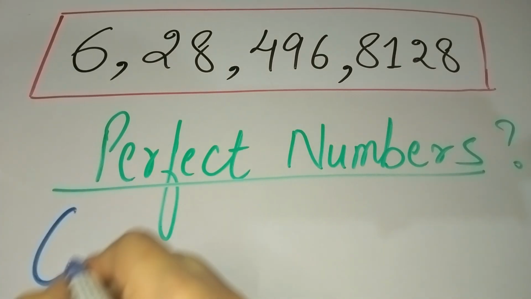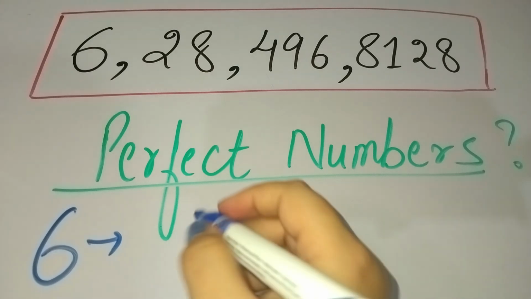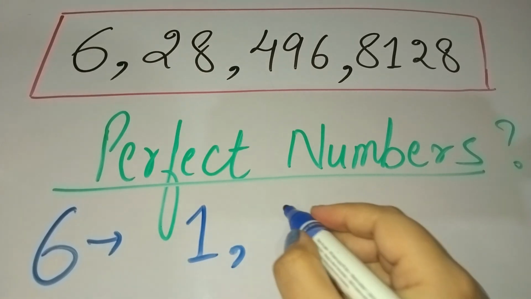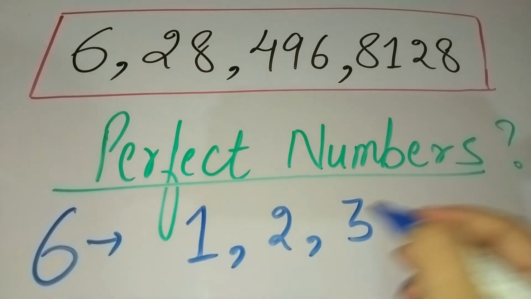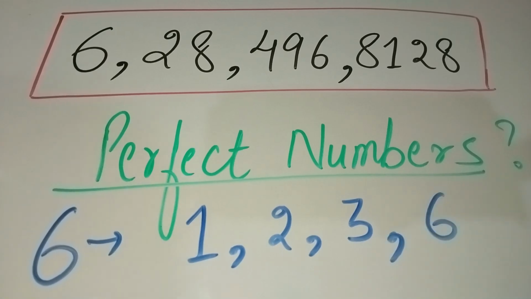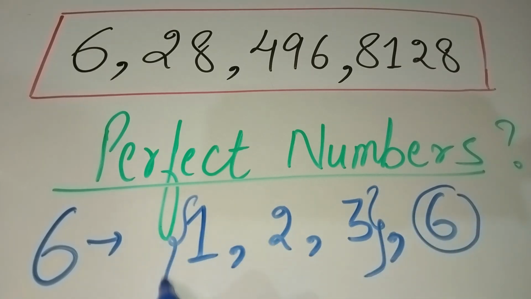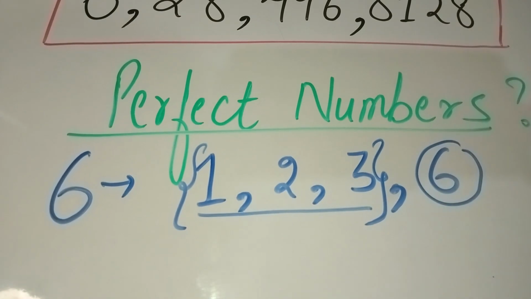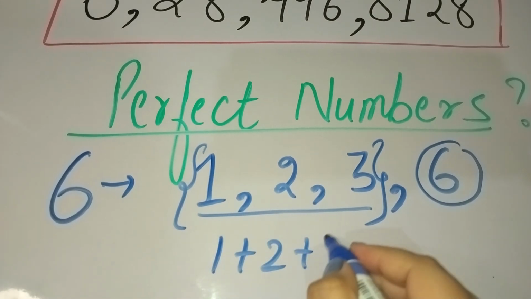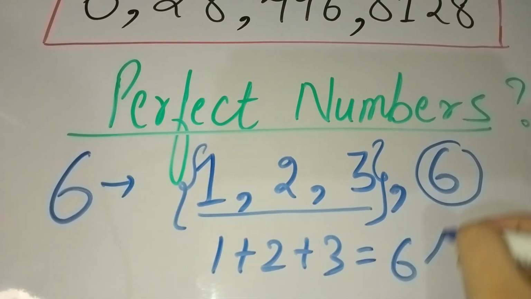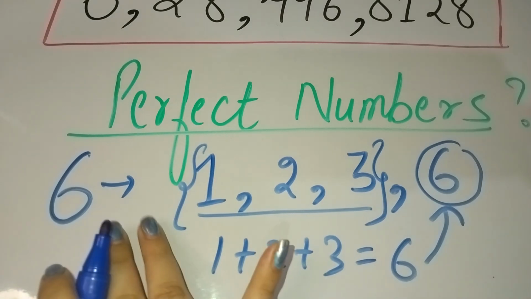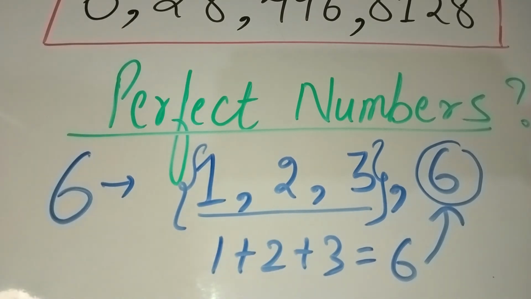So, number 6. Now, what are the factors of 6? 1, 2, 3 and 6 itself. Okay, so leave 6. Apart from 6, all the 3 factors are called the proper factors, and if we add them, 1 plus 2 plus 3, they will be equal to 6. It means 6 is a perfect number, right?